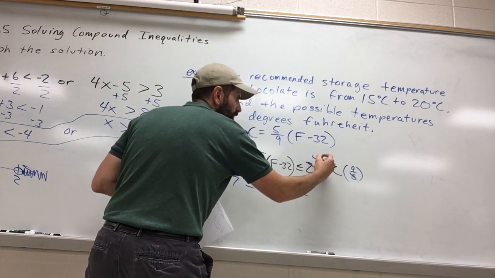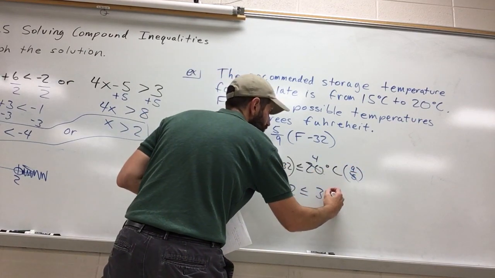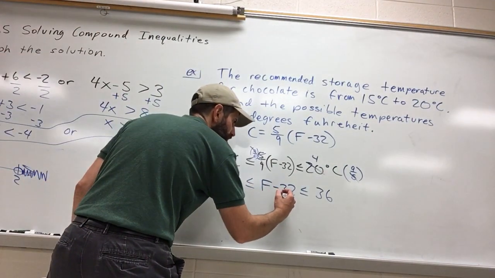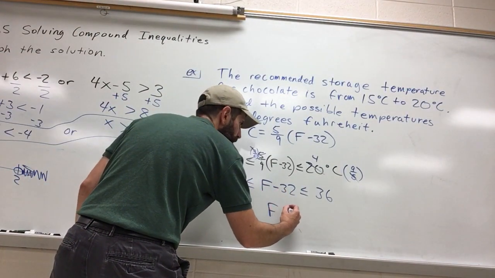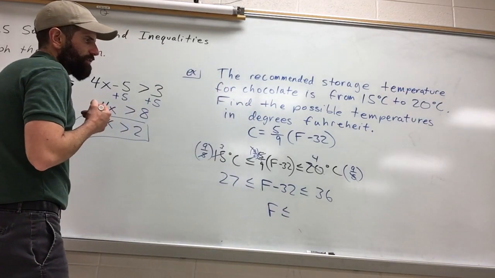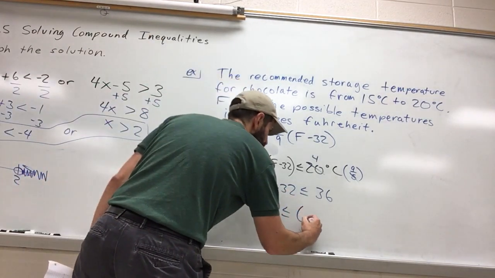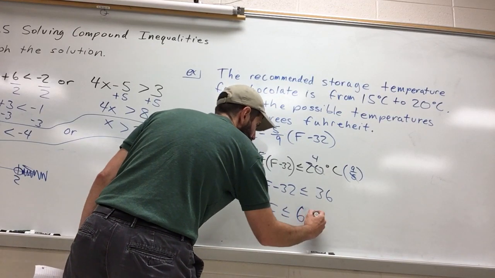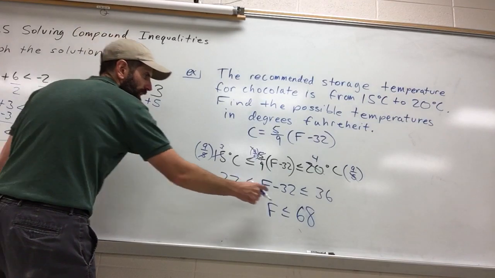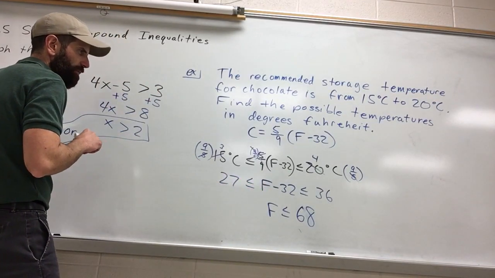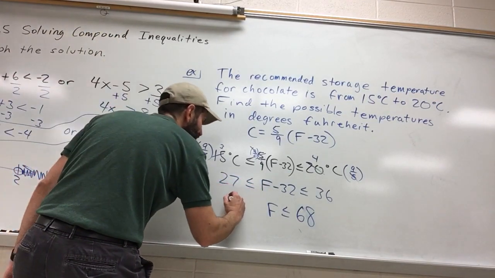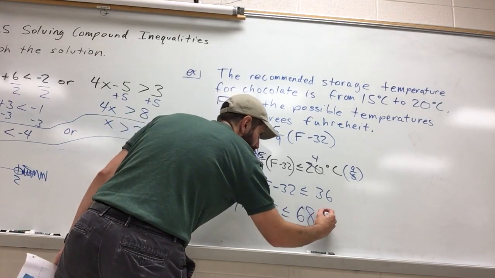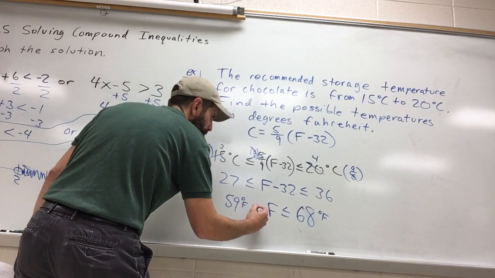5 goes into 20 4 times. 4 times 9 is 36. And then we're almost done. We've got to add the 32 over. 36 plus 32 is 68 degrees. Oops, 68. Add the 32 over, that will be 59 degrees Fahrenheit.